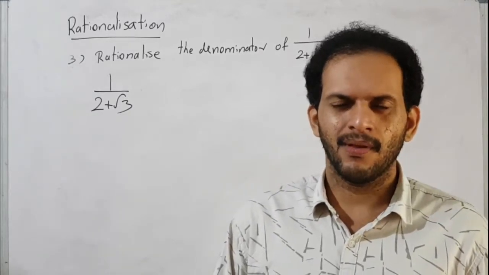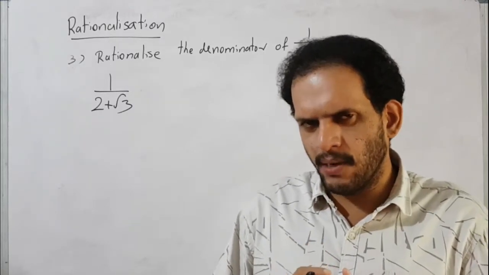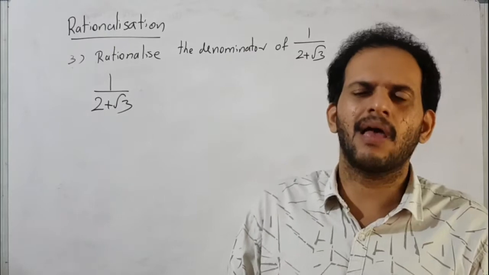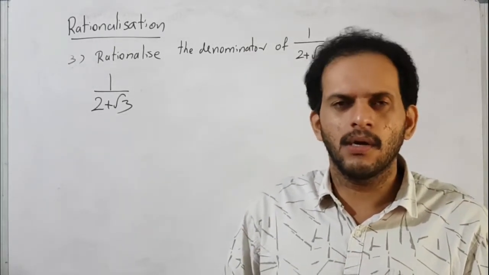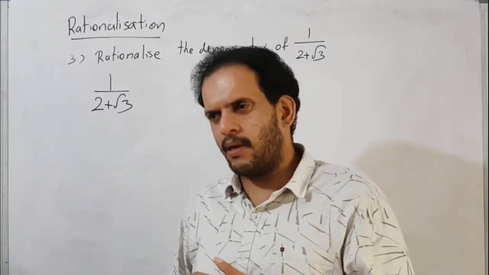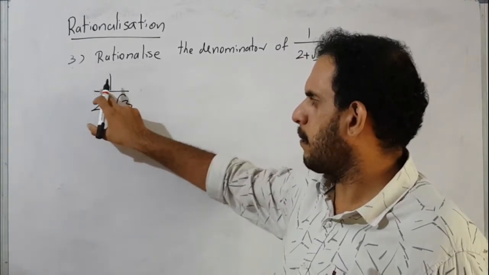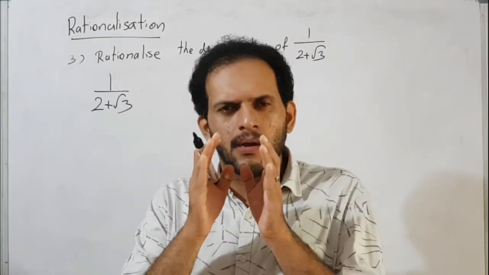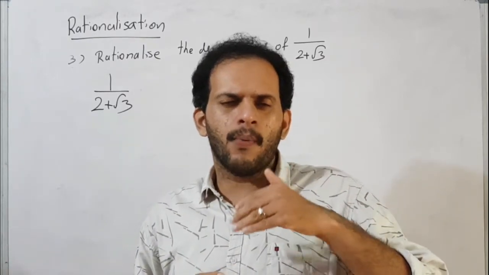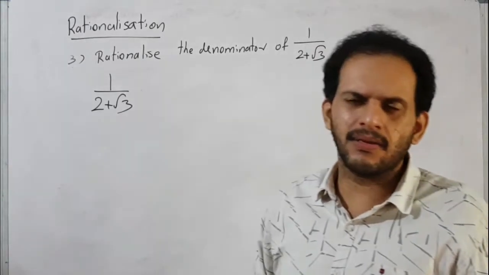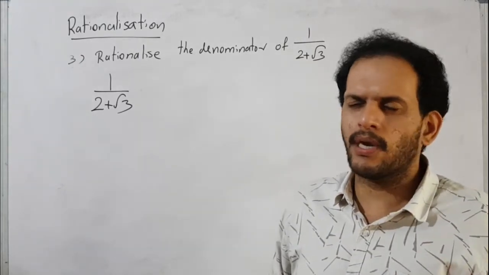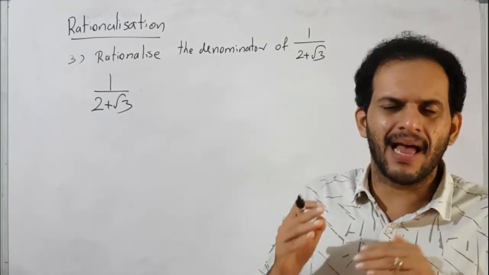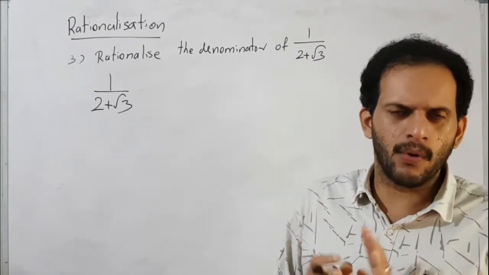What do you mean by conjugate? Do you know what is conjugate? The conjugate means, in a binomial, just change the sign of the term. Changing the sign of the term in a binomial is called a conjugate. Just the opposite sign. You change the sign separating the terms in a binomial, and that is called a conjugate.